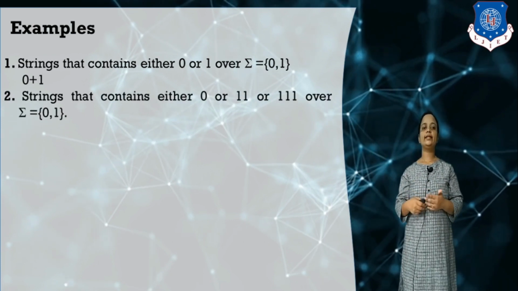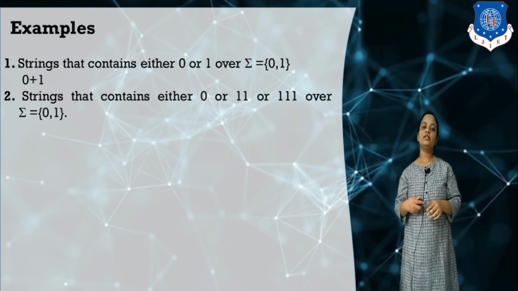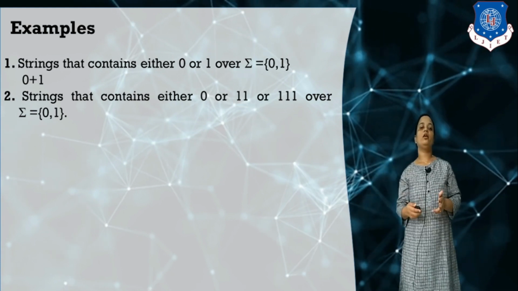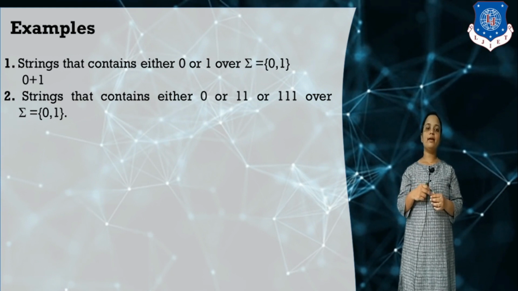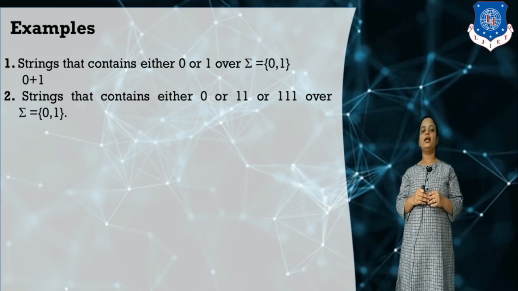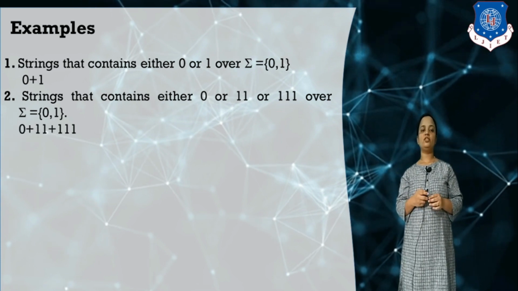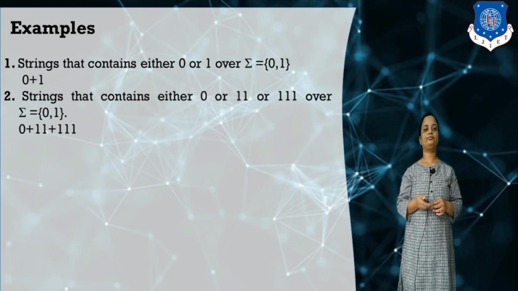The strings containing either 0, or 1 1, or triple 1, over the alphabet 0 comma 1. How can we write it? I have already explained this in the first example. So 0 or double 1 or triple 1 means 0 plus 11 plus 111. Now let us move on to the next, the third one.